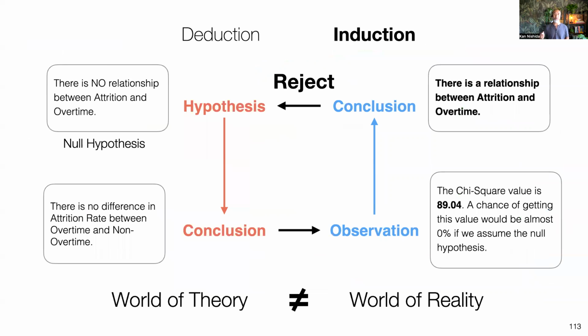If the p-value is closer to zero or small enough, then we can reject the null hypothesis, because something that shouldn't happen is happening in the real world. So the world of theory and the world of reality are not consistent, not matching. Therefore, we reject the theory, or the null hypothesis in this case. Then we go to the opposite conclusion, which is that there is a relationship between attrition and overtime.